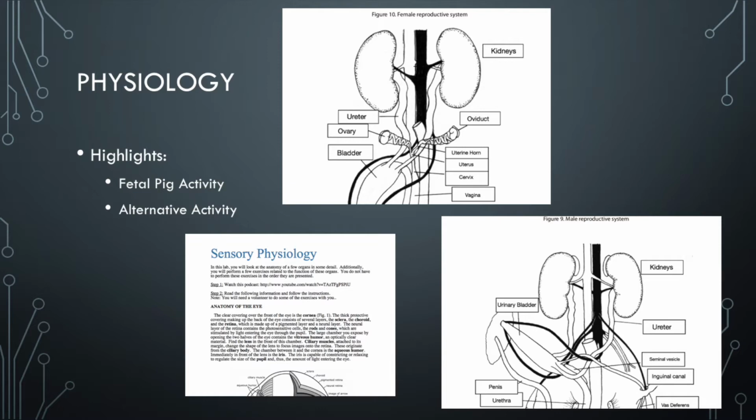I did the alternate activity, which was to do the sensory physiology experiments and then to label the reproductive system of fetal pigs. The labeling of the dissection made me feel like I was actually doing it in person because I had to look up a lot of images, and a lot of the images were of actual fetal pigs. So even though I didn't get the full on experience, I'm good with the images.